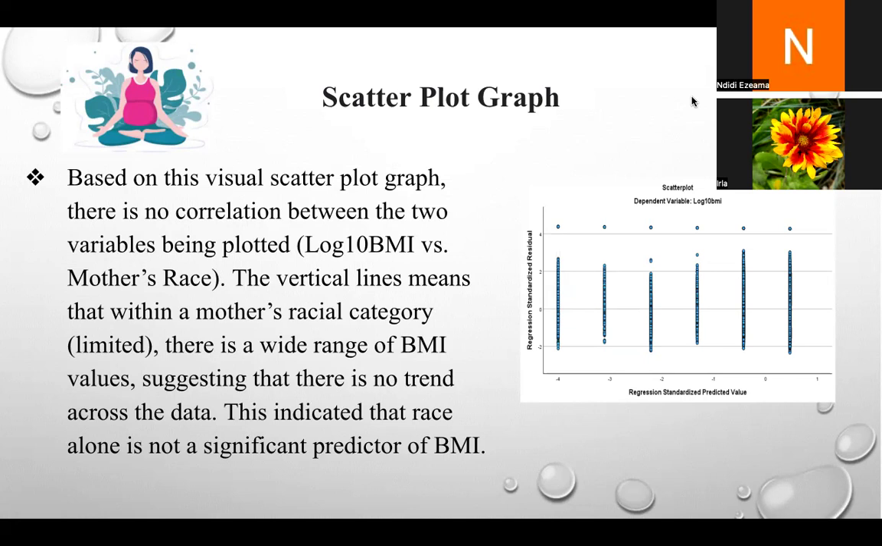This information was utilized in our previous data within each racial category. We have come to learn that race is not a significant factor in predicting BMI. Other variables, such as hypertension, eclampsia, age, and prenatal visits, might play a significant role in influencing BMI during pregnancy. So race was not used in our most recent data findings.